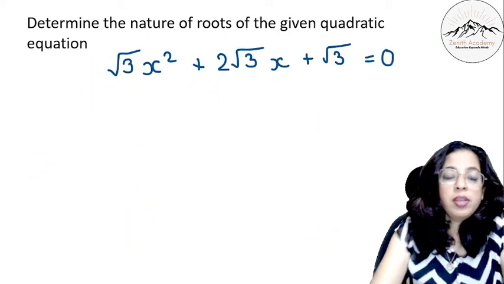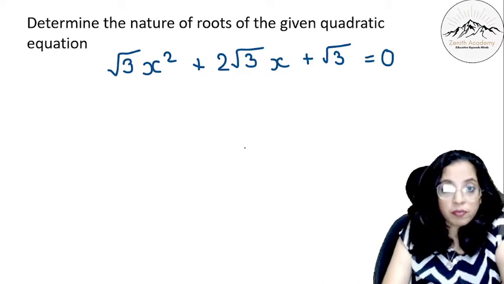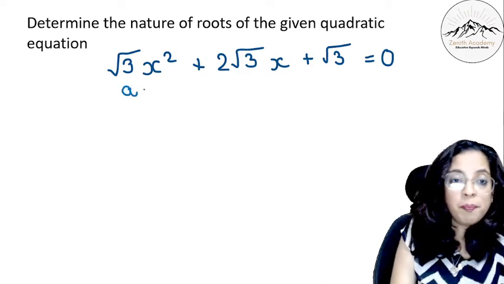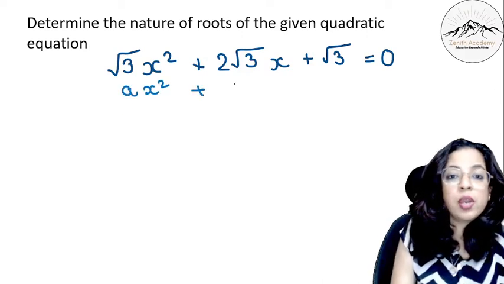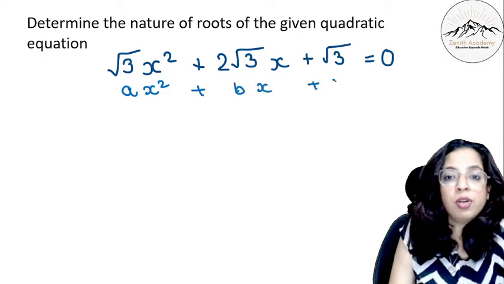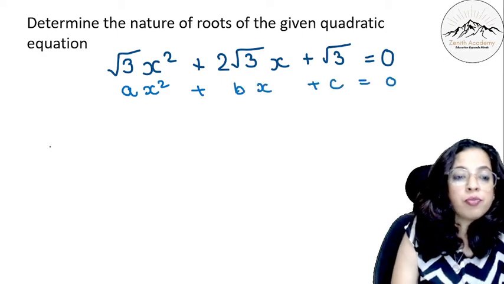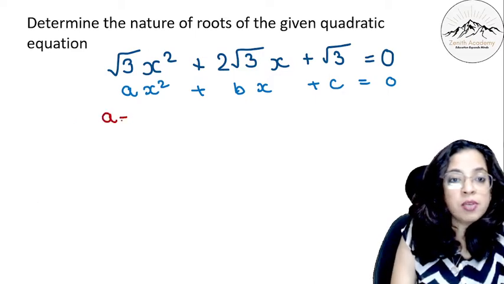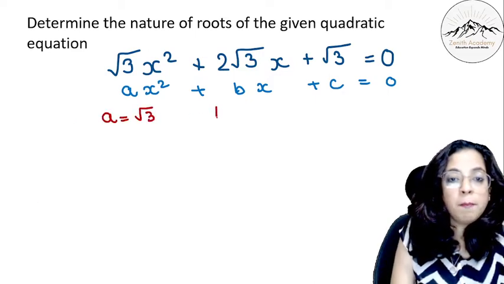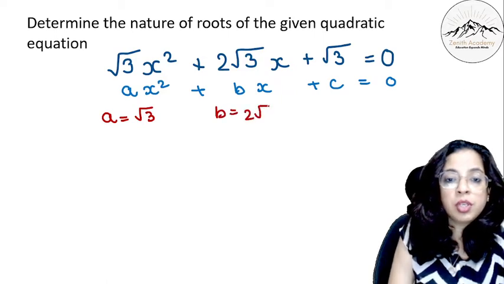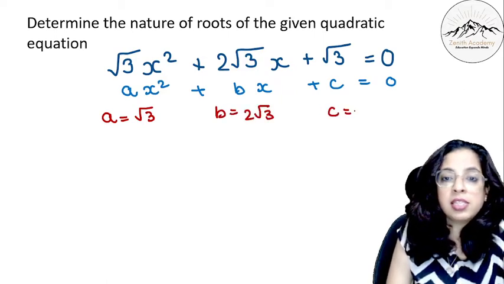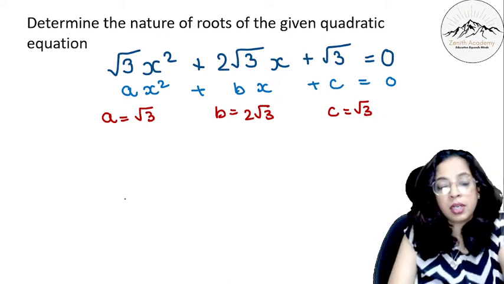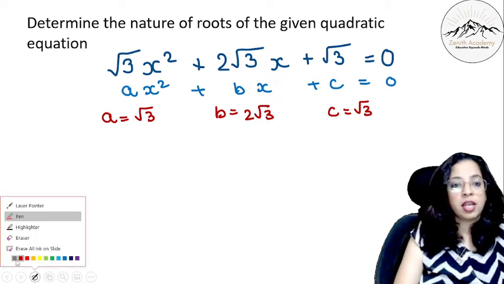Let's see one more example. Determine the nature of roots of the given quadratic equation. Again, compare it with the standard ax square plus bx plus c equal to 0. So from here, we can write that a is equal to root 3, b is equal to 2 root 3, and c is equal to root 3. Correct? So now let's write discriminant.